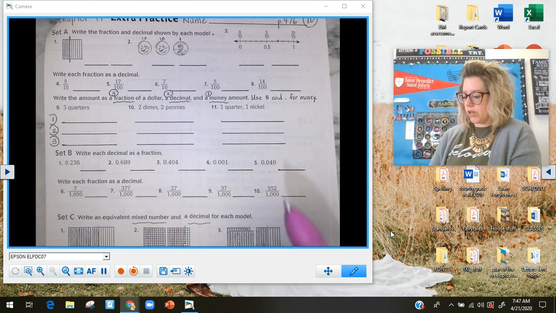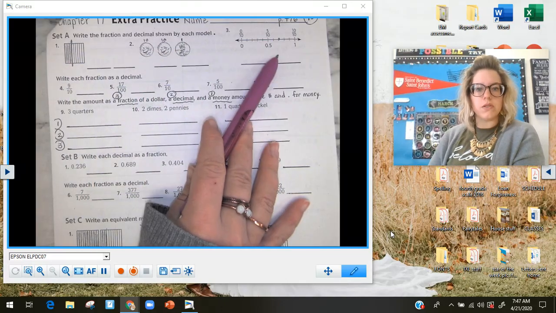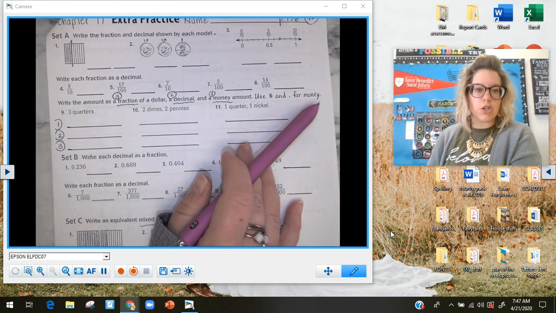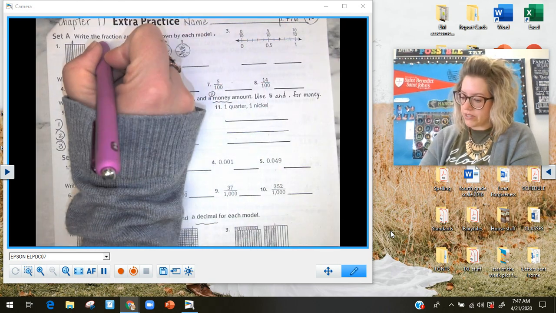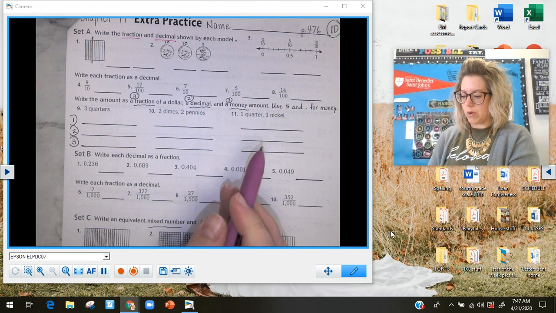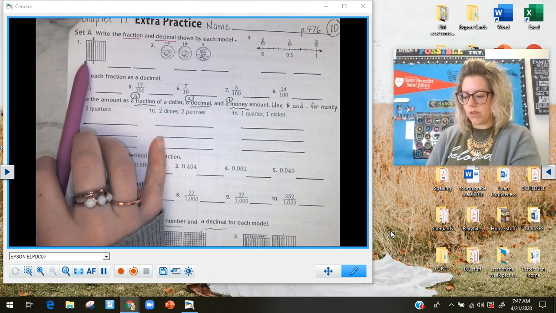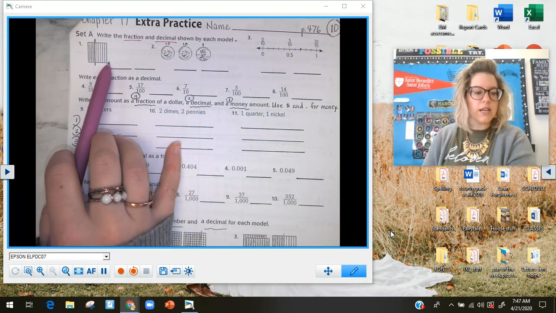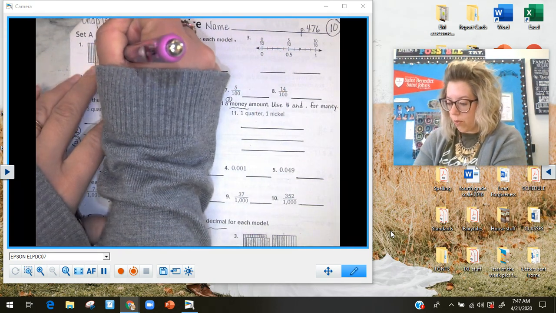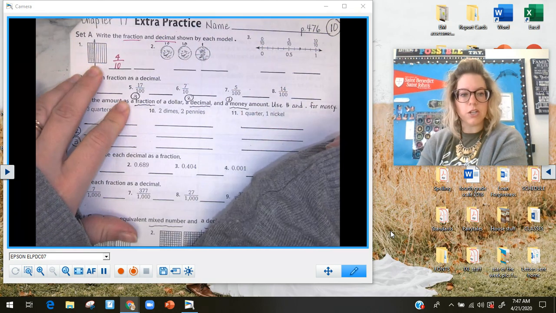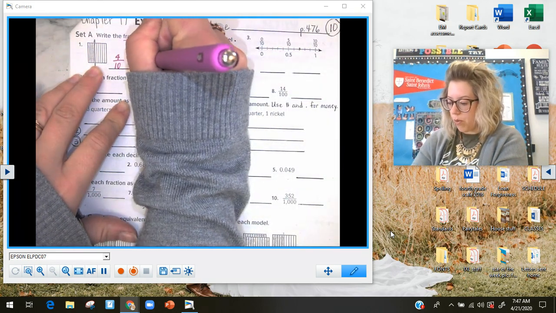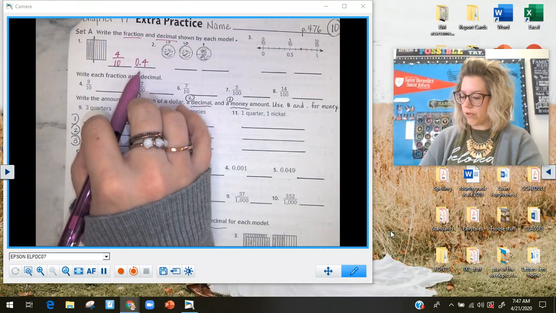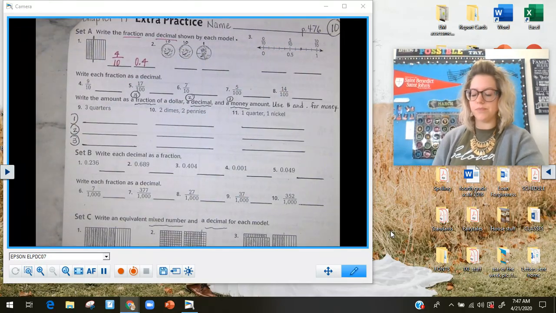Okay, so what you're going to be doing is you're going to be getting some models, some pictures here, either of money, of base 10 blocks, or of a number line. And your job is to write each of these as a fraction and also as a decimal. Okay, so like for this one, there's 1, 2, 3, 4 shaded out of 10 total. So I would have 4 over 10 as my fraction, or I would have 0.4 as my decimal because we know the 10th spot is the first spot right after the decimal, okay?